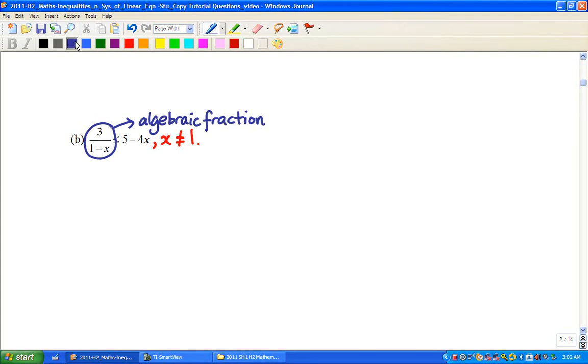Now, to solve this inequality, we will make use of what we have learned about solving inequalities involving polynomials. To do this, we will have to multiply by a suitable positive algebraic expression on both sides of the inequality. In this case, an appropriate choice would be 1 minus x squared.